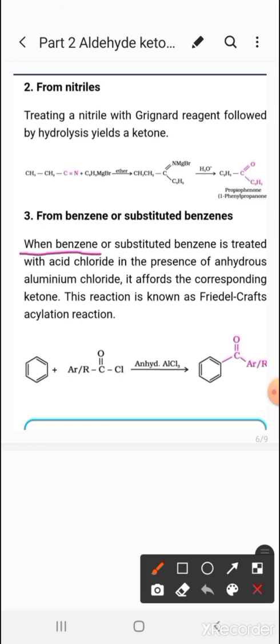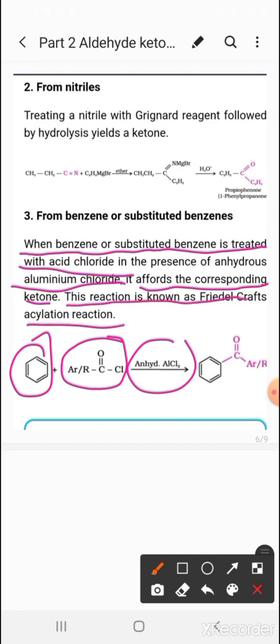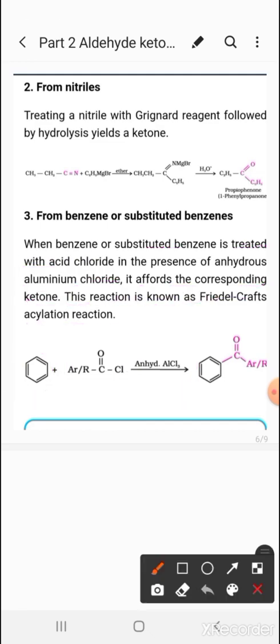So when benzene or substituted benzene is treated with the RCOCl acyl chloride or the acid chloride in the presence of anhydrous aluminum chloride, it affords the corresponding ketone, and this reaction is known as the Friedel-Crafts acylation reaction. Very important and very easy, that you have done earlier in your 11th class also.